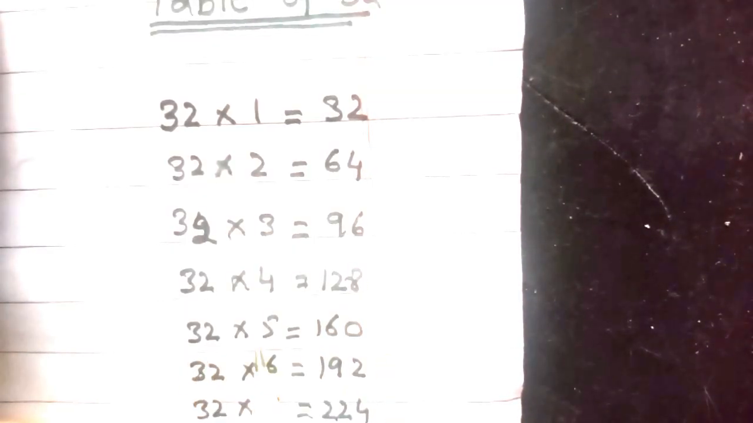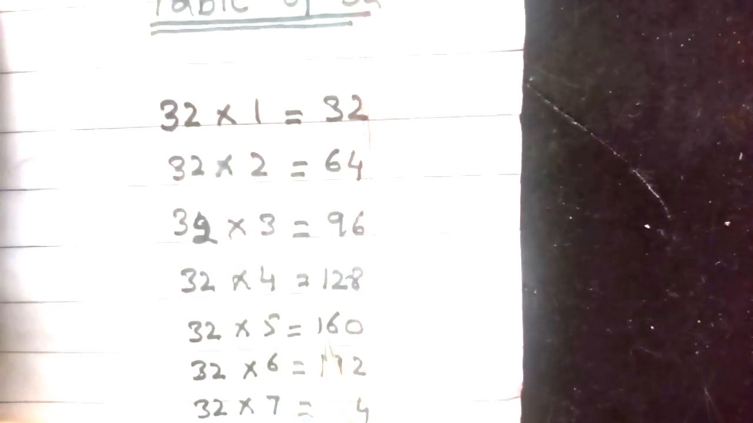Multiplication table of 32. 32 ones are 32. 32 twos are 64. 32 threes are 96. 32 fours are 128. 32 fives are 160.